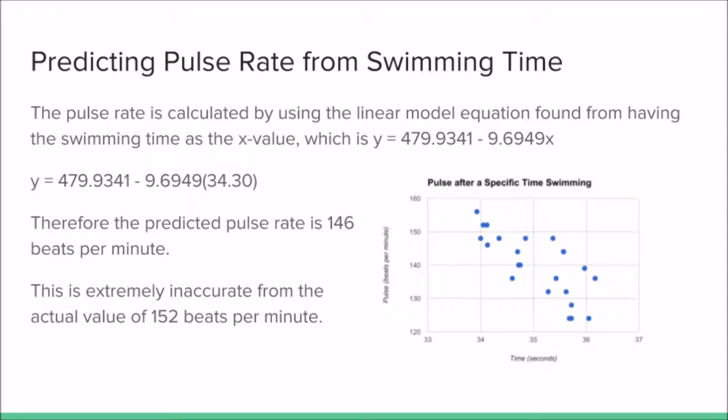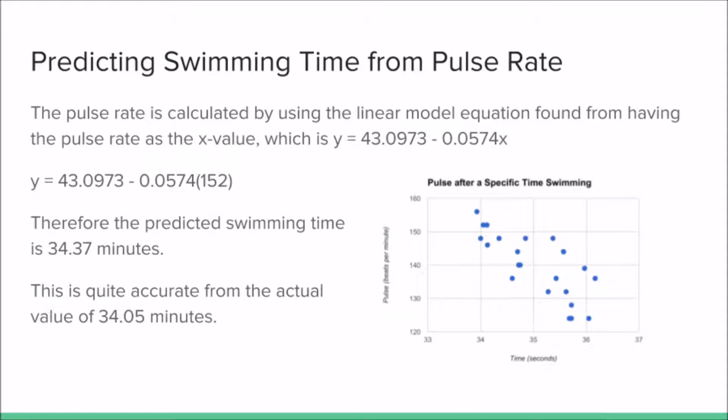Next, we were tasked with predicting the pulse rate of Professor Moore after swimming from his swimming time that we were given. This would be calculated from the regression equation that we found in the last slide. So the equation would be, again, y equals 479.9341 minus 9.6949 times x. Plugging in the given swim time of 34.30 minutes, we were presented with a predicted pulse rate of 146 beats per minute. This value is extremely far away from the actual value that we were told of 152 beats per minute.